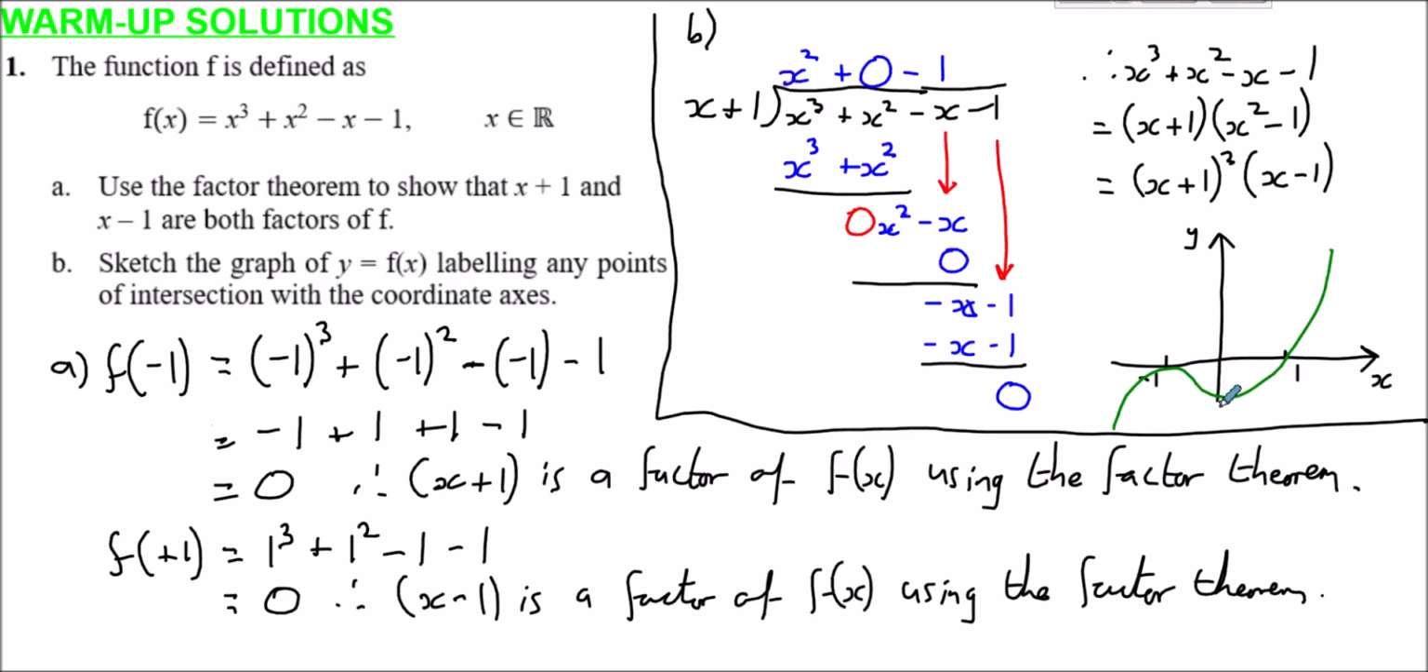We're also told to label all points where it crosses the axis. So where it crosses the y-axis, we can just sub in x being 0. So what we get here is just this minus 1 term. So it crosses the y-axis at minus 1. And this function here, f of x, we've proven is the same thing as this.